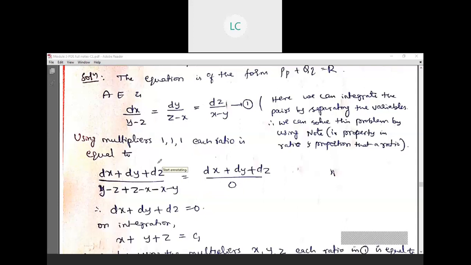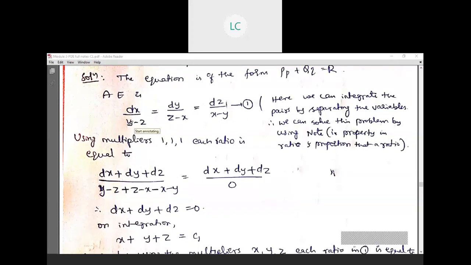Once again I will repeat. Choosing multipliers is very important. First you should know how to choose the multipliers. After choosing the multipliers, the denominator should be 0. Like that, you have to choose them. Now first observe the denominator. After choosing the multipliers, we are going to add both numerator and denominator. After adding, the denominator should be 0, right? Like that, we have to choose the multiplier. Here, y minus z plus z minus x plus x minus y, like this we will get. So now we have to choose a suitable multiplier.